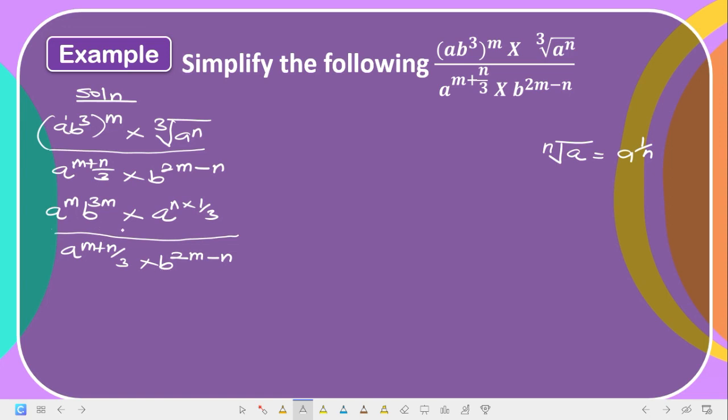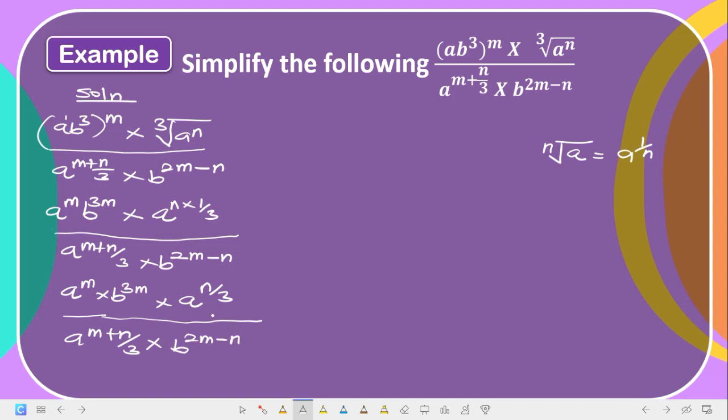Now, at this point in time, what do you think we can do? Can we do anything tangible? Yeah, we can do something. Now, what we are going to do is use this n to multiply this one so that we'll have something reasonable. This will be a raised to the power of m times b to the power of 3m times a^(n times 1), which is n, all over 3, right? Now, divided by a^(m+n)/3 times b^(2m-n). Is that not clear?